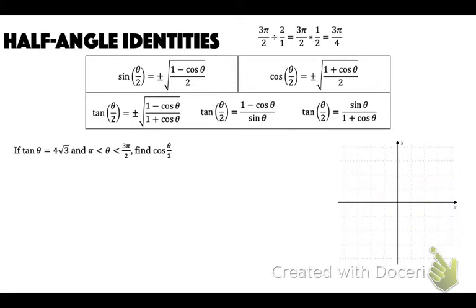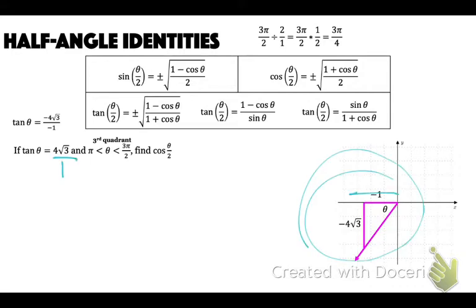So cosine of theta over 2, given tangent of theta is 4 square root of 3, and it's in the third quadrant. Okay. So right there, and there's my triangle. Now, 4 square root of 3 is the same thing as negative 4 square root of 3 over negative 1. In order for that to be in the third quadrant, those could only be the possible sides. Because remember, this is a ratio, so I have to put this over 1. But since it's here, I went back and I went down, so they both have to be negative.